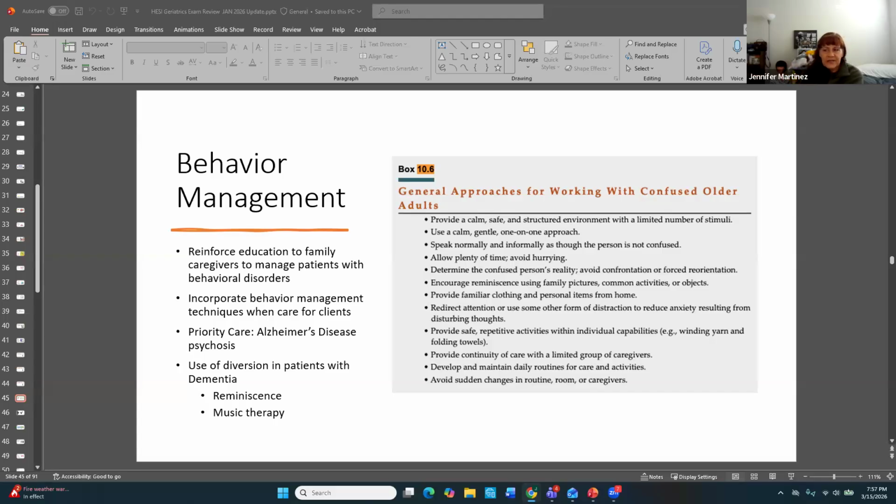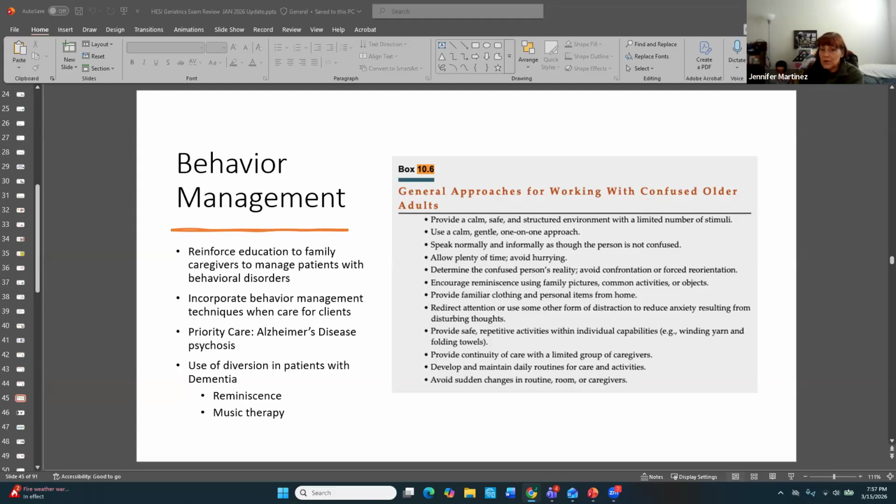Diversion, like reminiscence, music therapy. So here are some of the general approaches for working with confused older adults. The biggest thing is providing a calm, safe, structured environment with a limited number of stimuli. Lots of noises, TVs, radios, even lots of people talking can be very overstimulating and can lead to some of the behaviors in some of our confused adults.